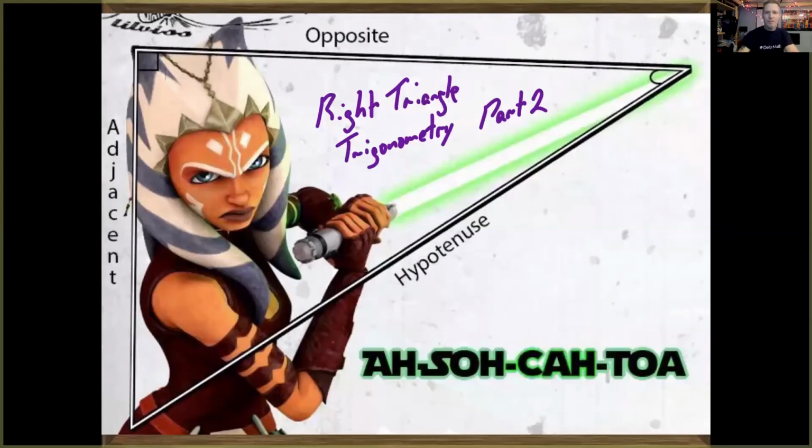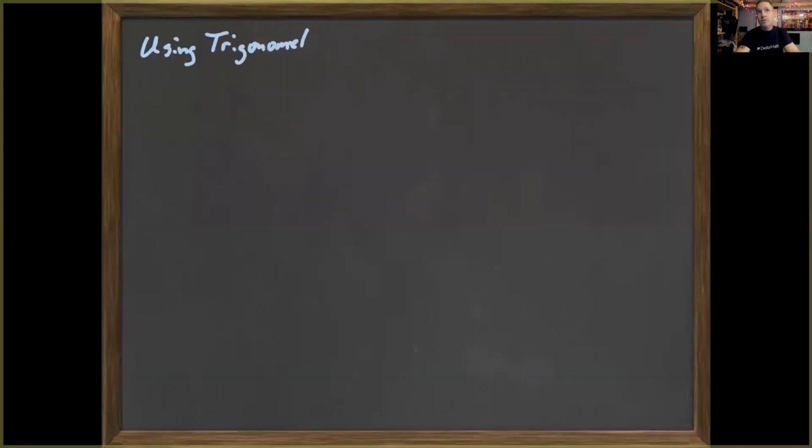So I just wanted to take a few minutes to talk about right triangle trigonometry and specifically how you find missing sides and missing angles in right triangles. And we're going to look at some problems that come up in Delta Math. So here it goes. Hopefully this will help. Let's take a look. So first off, we're going to look at using trigonometry to find missing sides.